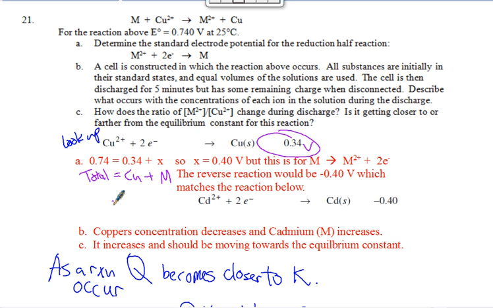And if I wanted to, I could probably figure out what the unknown metal was just by looking it up on a sheet. This is a pretty simple way of identifying an unknown metal, by looking up its voltage.